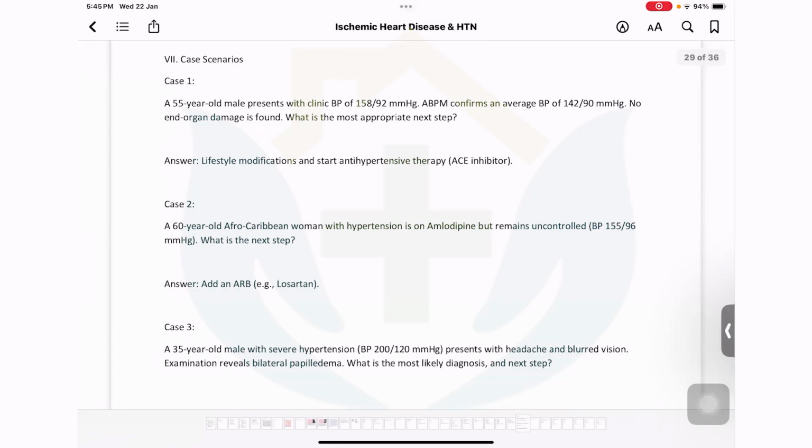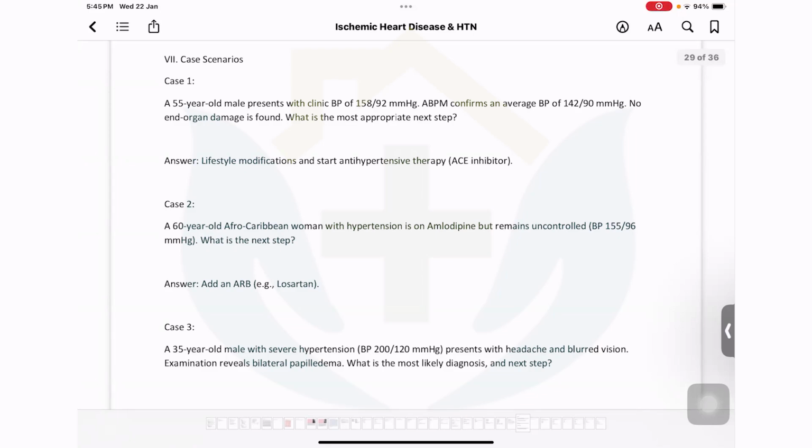A 55-year-old male comes with a clinical blood pressure of 150/92. Home blood pressure monitoring confirms a BP of 142/90. So the diagnosis of stage 1 hypertension is established. No end organ damage is found. What is the most appropriate next step? The answer is lifestyle modification and start antihypertensive therapy.